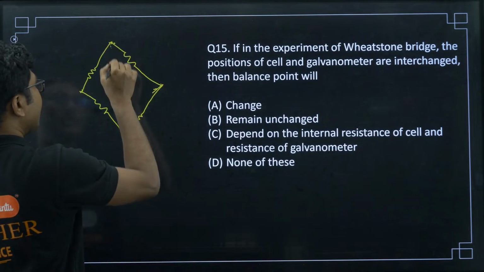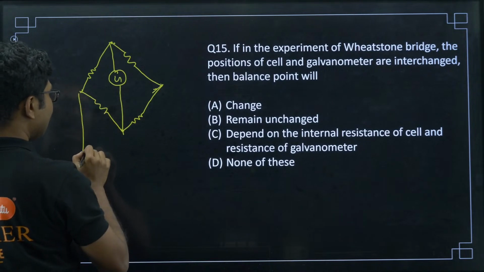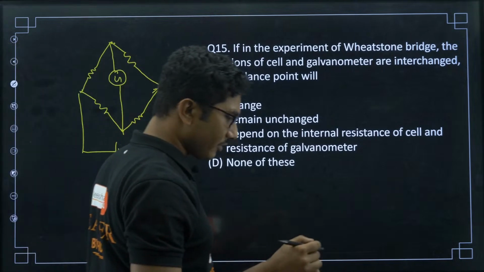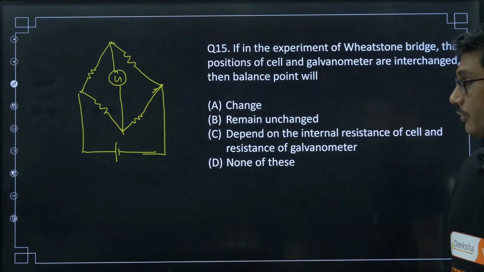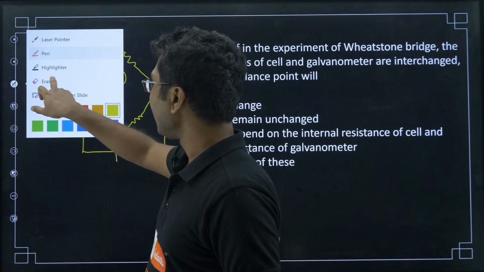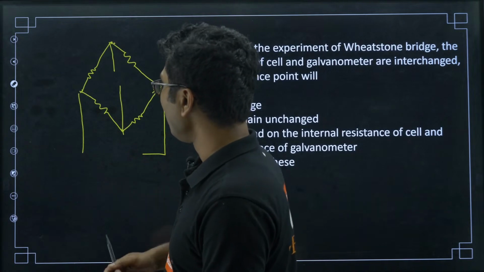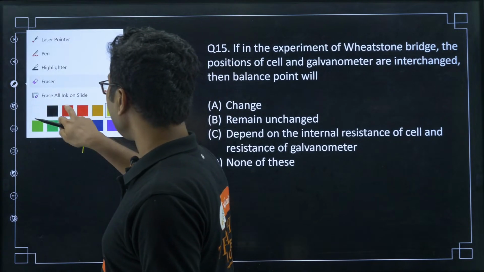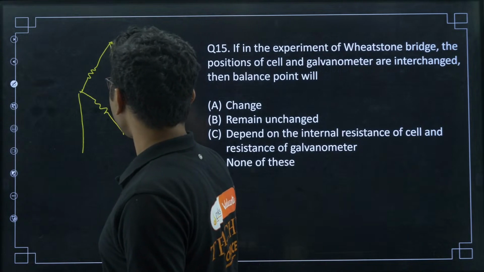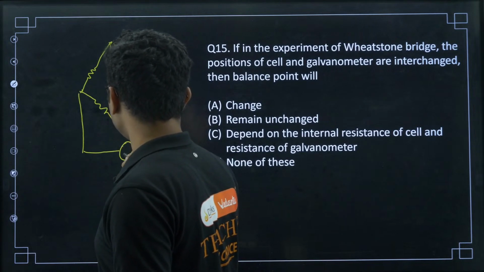So we have a Wheatstone bridge. Here we generally attach the galvanometer and the cell is connected like this. This is the circuit for Wheatstone bridge. Now in the question it is said that you have interchanged the galvanometer and the cell. So now you have fixed the electric cell over here and the galvanometer is connected over here.